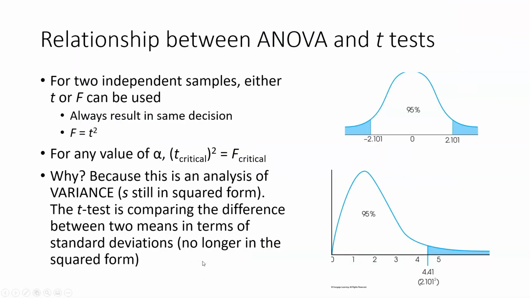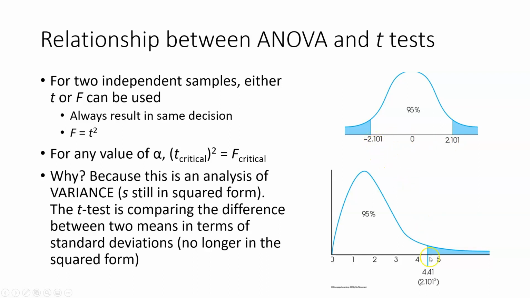There's another principle here I just want to drive home, and that is that if you only have two conditions in your factor, in your independent variable, you can run either a t-test or an f-test. And in fact, you'll always get the same decision if you use the same alpha, because F will always be equal to t squared. If you look in this example, we might use a two-tailed t that results in critical values of plus or minus 2.101.